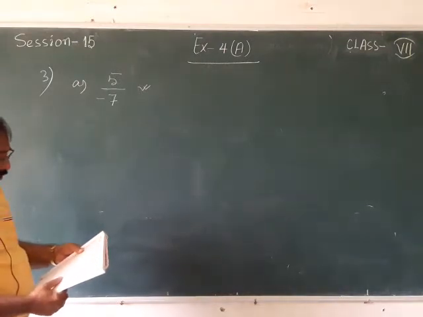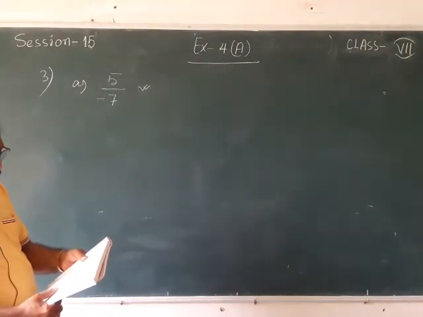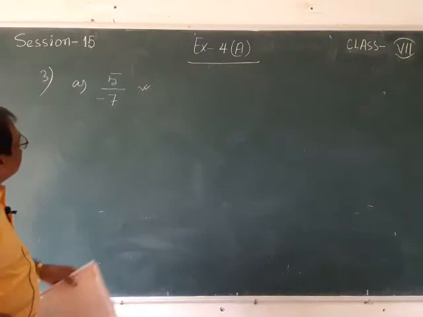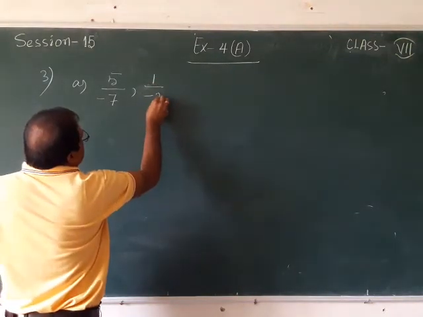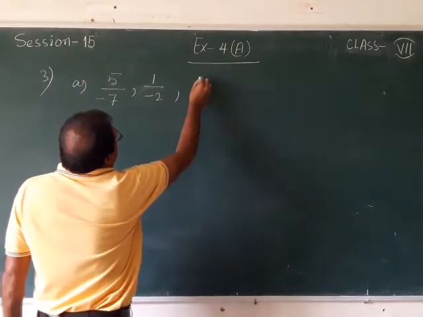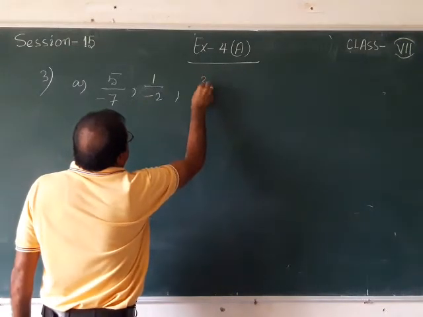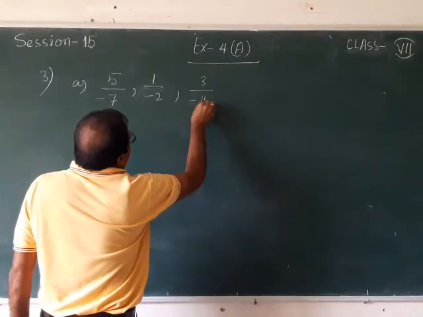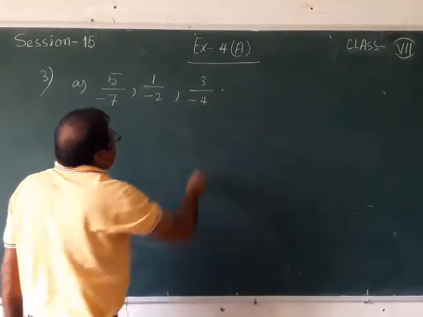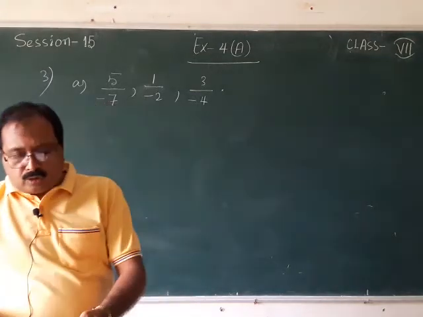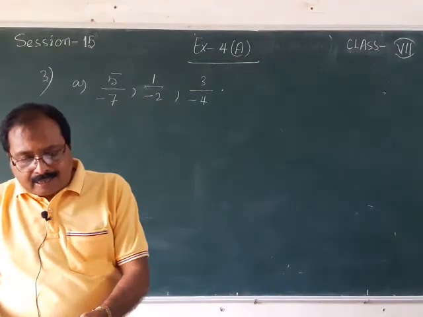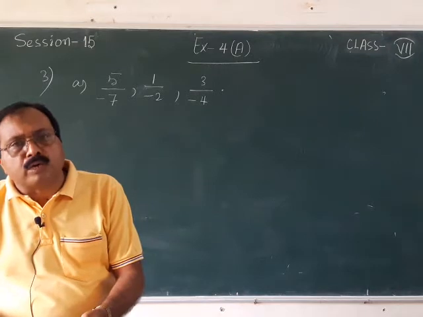They are asking to give 3 examples of rational numbers satisfying the following conditions. 3 examples you need to write. First example I have given, second example I may write, third example I may write like this, 3 upon minus 4. So 1, 2, 3 examples I can give where my numerators are positive and my denominators are negative. So you can write your own example.